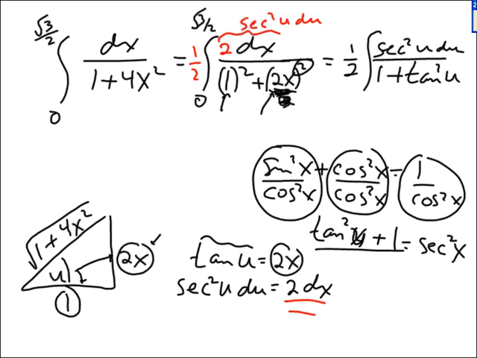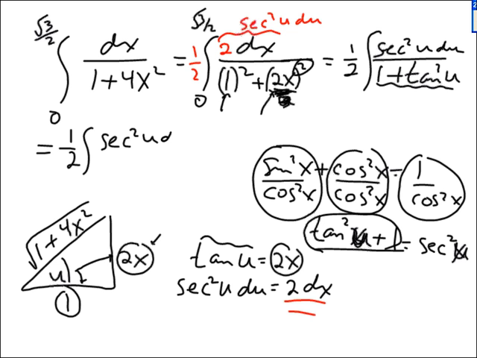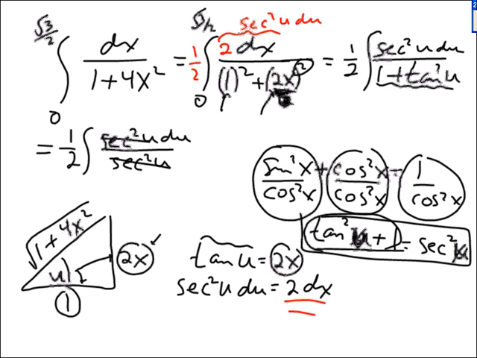Follow me. If I just call it angle u, tangent squared u plus 1, which is right here, that's really secant squared u. So I have 1/2. The top is secant squared u du. The bottom happens to also be secant squared u. Well, that's going to cancel. Okay, you must know this identity.